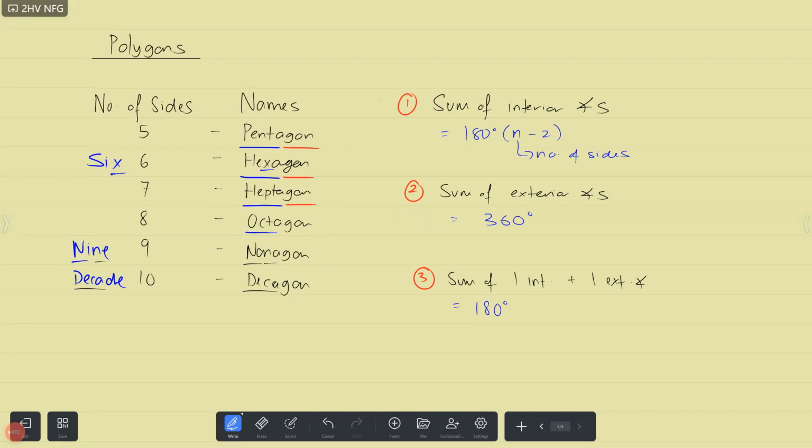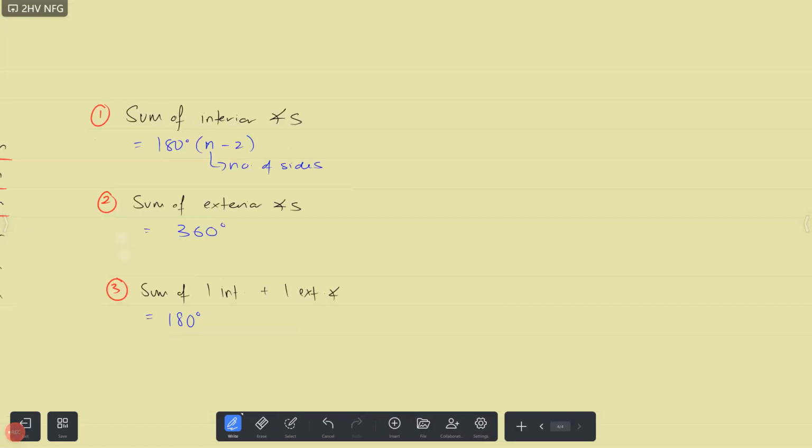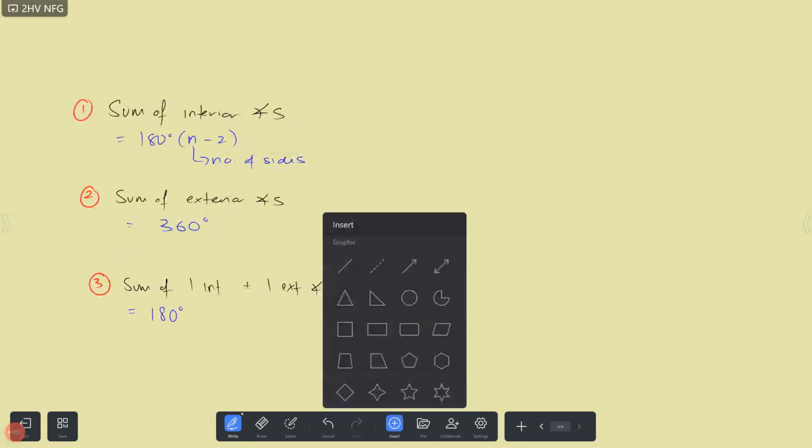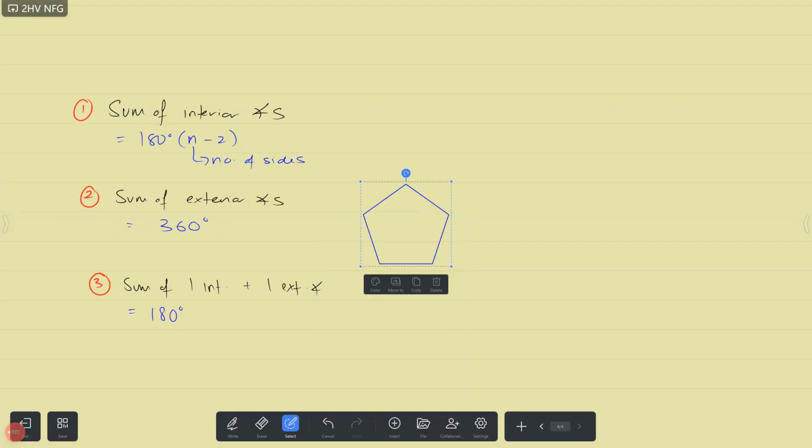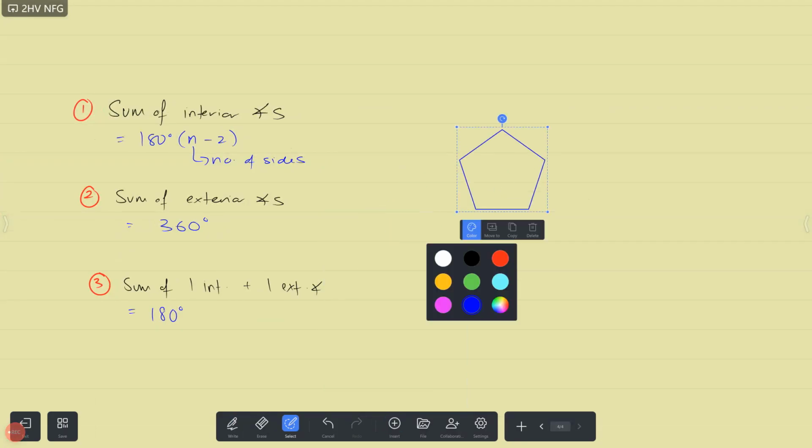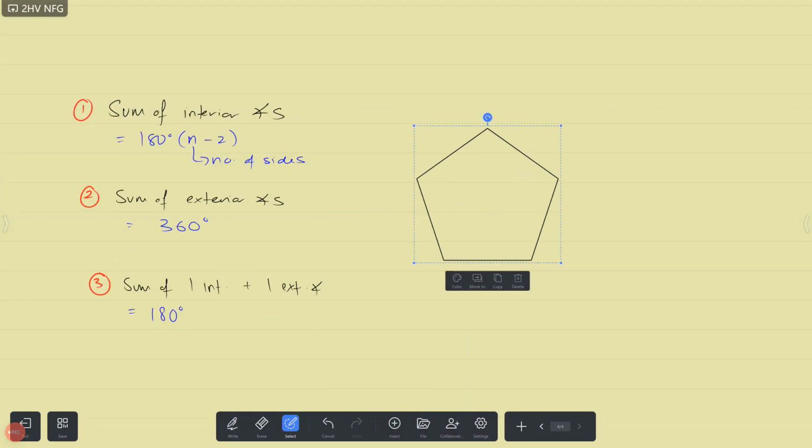Let me just show you something. This is a pentagon here. Based on this diagram, where are the interior angles? The interior angles are here. All these are the interior angles, because they are located inside the polygon. To get the sum of interior angles, we use the formula as per number 1.